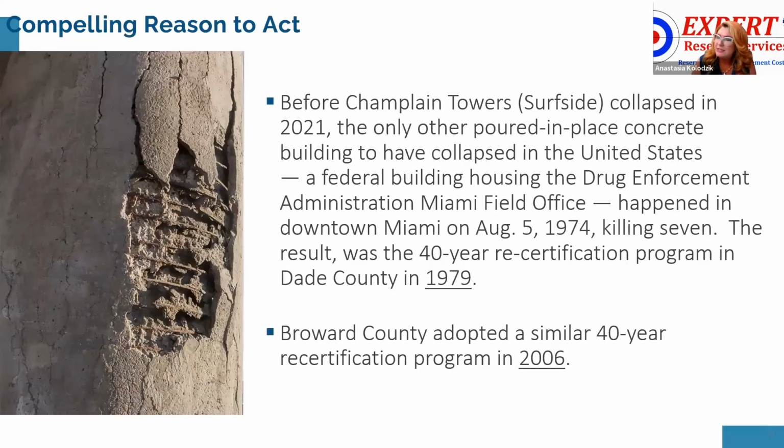All right, the compelling reason to act. Before the Champlain Towers collapsed in 2021, which we all heard about, we are all still dealing with the repercussions of that. The only other poured-in-place concrete building to have collapsed in the U.S. was a federal building housing the Drug Enforcement Administration in Miami. Imagine that. It happened in downtown Miami on August 5th, 1974, killing 7, which was not nearly as much of a disaster as one we just had. The result was a 40-year recertification program in Dade County in 1979.